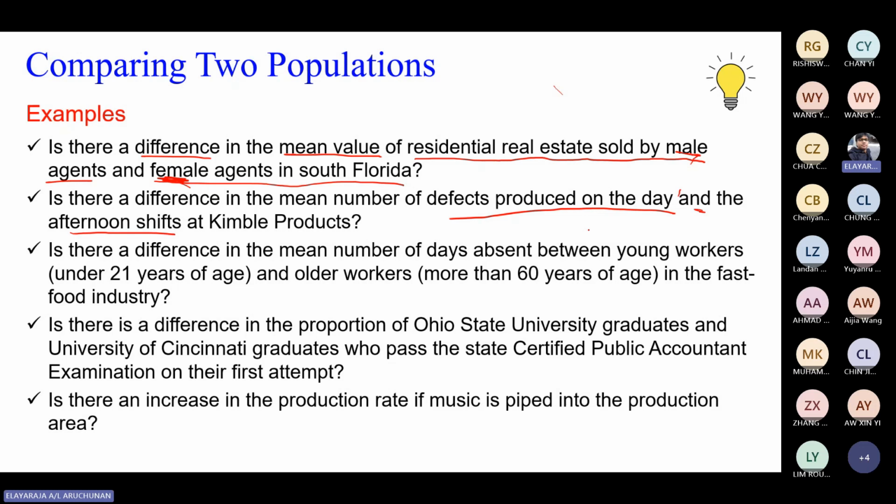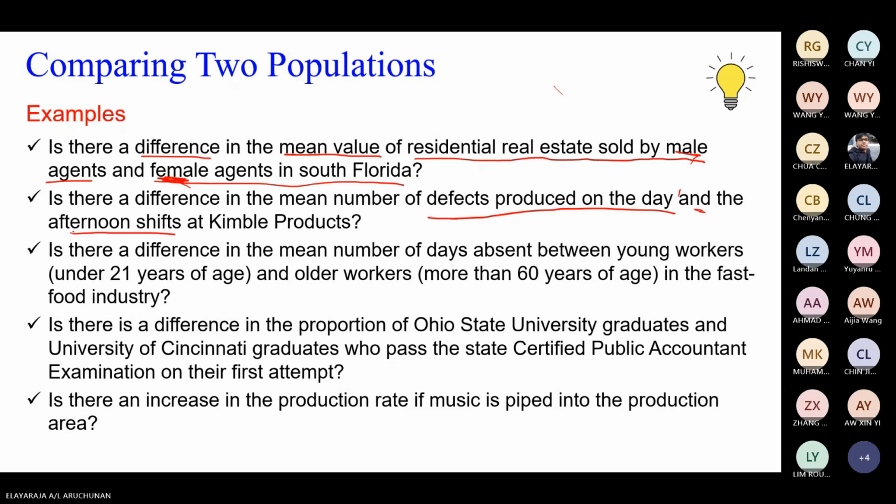Okay, so we need to collect the data or samples between these two populations of data, and then we run the test. Normally, depending on the number of samples we have, we run the statistical test.